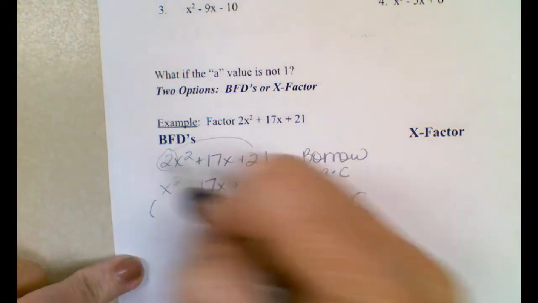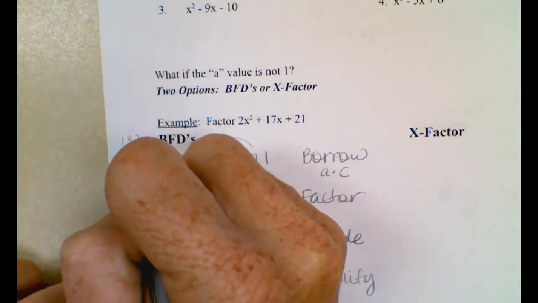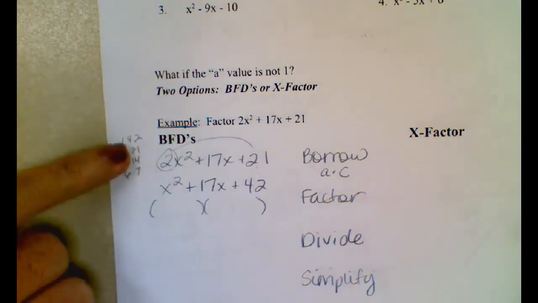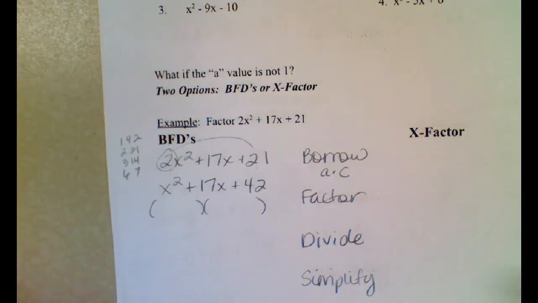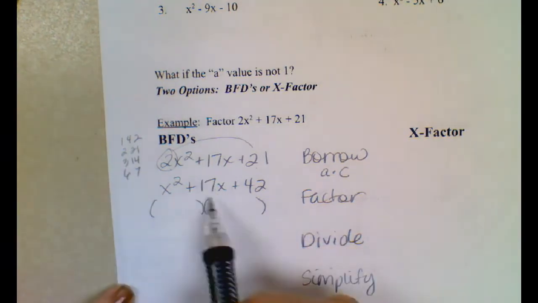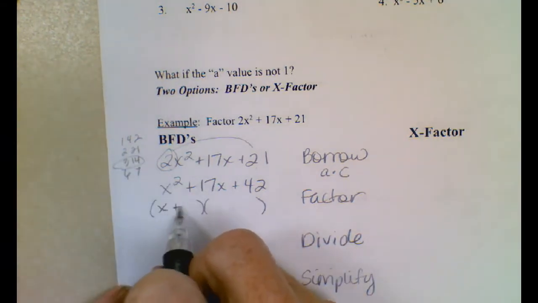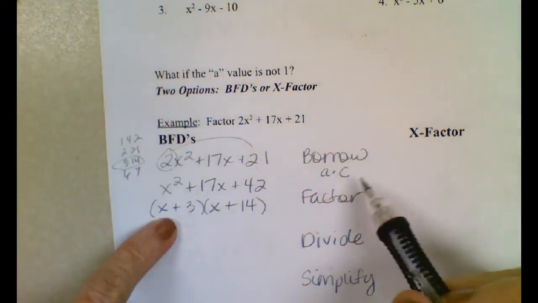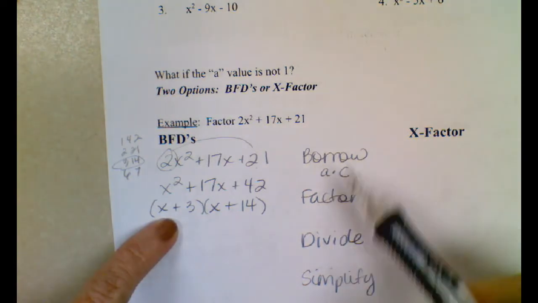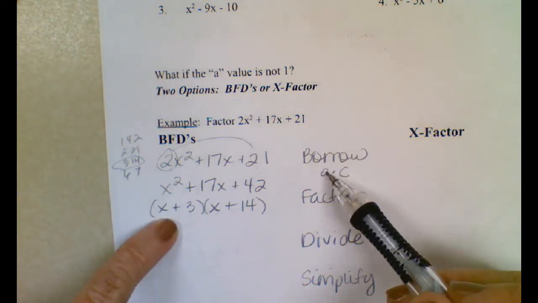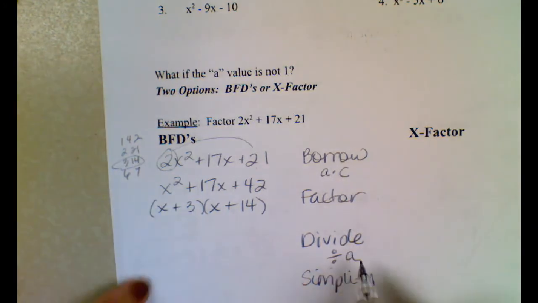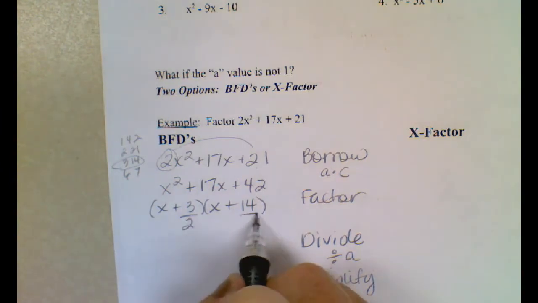The factors of 42 are 1 and 42, 2 and 21, 3 and 14, and 6 and 7. In class, I'm going to show you a trick of how to figure out your factors easily, especially when you've got large numbers going on. The only two that add up to 17 would be 3 and 14. So there's my factors. Now, whenever you borrow something, you need to give it back. So the way I'm going to undo that borrowing, or multiplying by a, is I'm going to divide by my a value. So I'm going to divide each of my factors by 2.